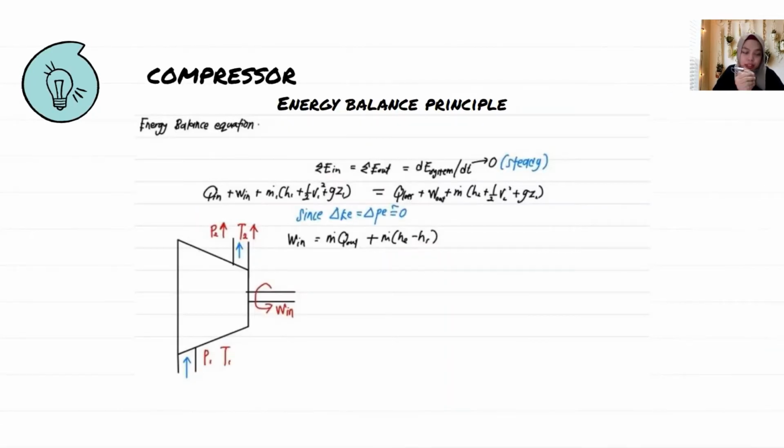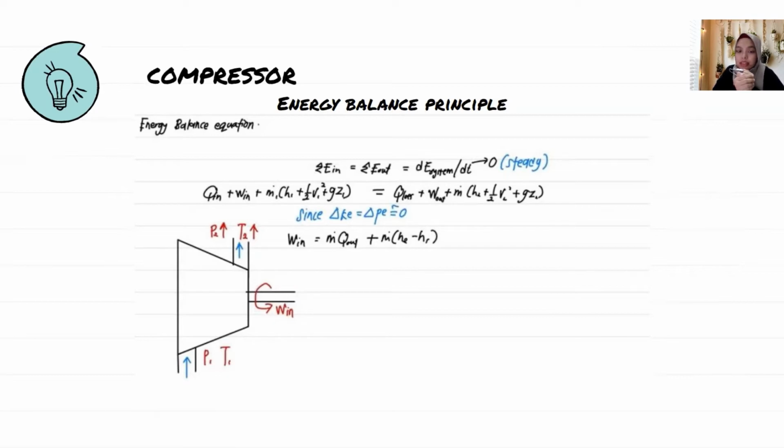For the energy balance equation, as we know, energy cannot be destroyed, so total energy inlet equals total energy outlet, and it is in steady flow. As we know, we need a power supply to turn on the compressor. If there is a Q loss, then we need to put the Q loss into the equation. The kinetic energy is equal to 0.